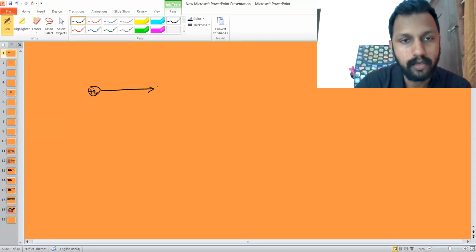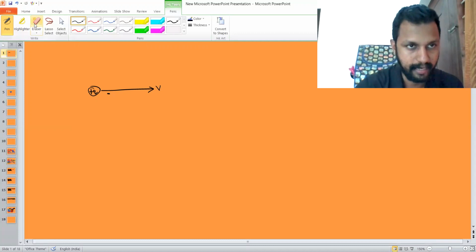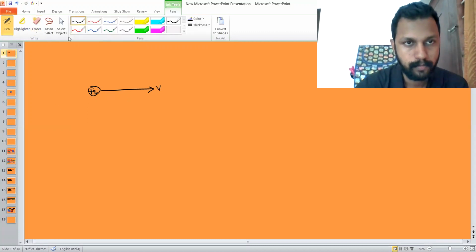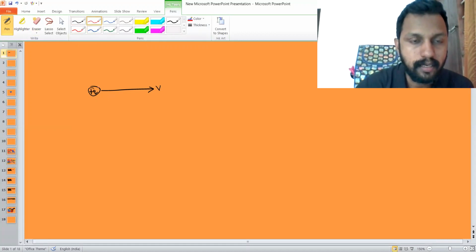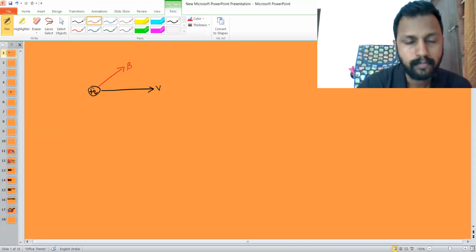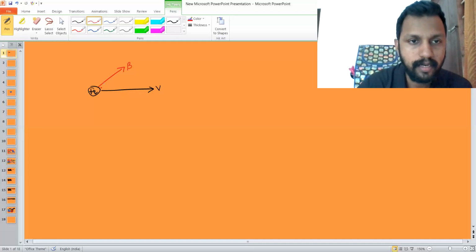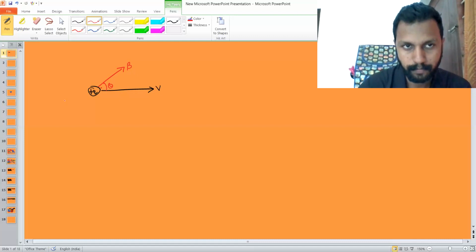an initial velocity v in this direction. A charge plus q is moving with an initial velocity v in this particular direction. Then we are asked to find out the force. For that, this charged particle is kept in an external magnetic field which is like this, in the red line. The magnetic field intensity and the velocity have an angle theta.